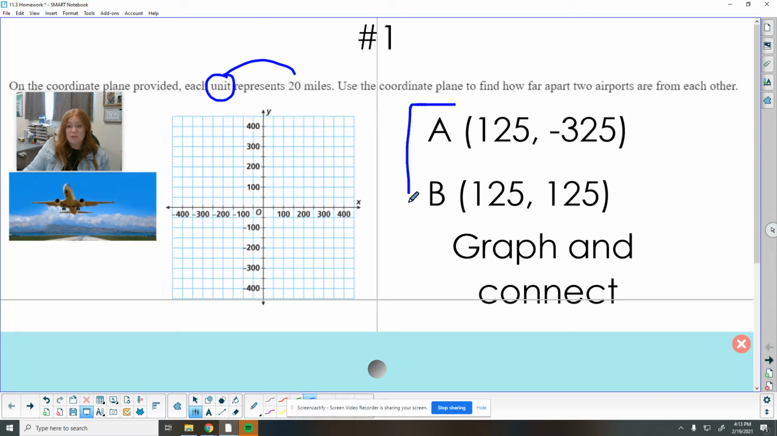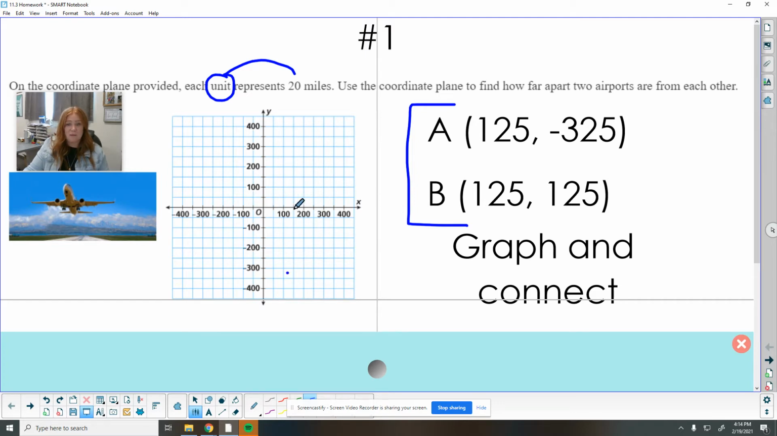First we want to graph these. A is at 125. I notice this is 100, and half of 100 is 50, so this is counting by 50s. If I'm doing 25, it's in the middle of 0 and 50. Here's 100, here's 150, so 125 is right here in the middle. And then I need to go down 325, so it's right smack in the middle of this box.